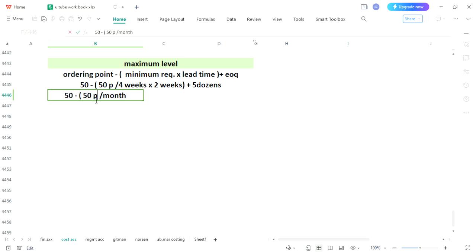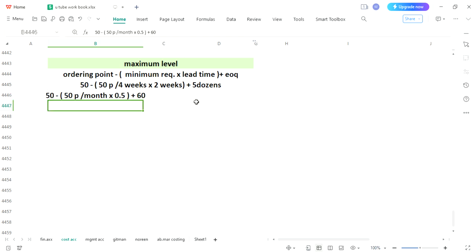Okay, and next target is to turn these 2 weeks into month, and we have already calculated in previous part. 4 weeks are present in 1 month. In 2 weeks there will be only half of the month, that means 0.5, close your bracket, and 5 dozens, that means 60 pieces.